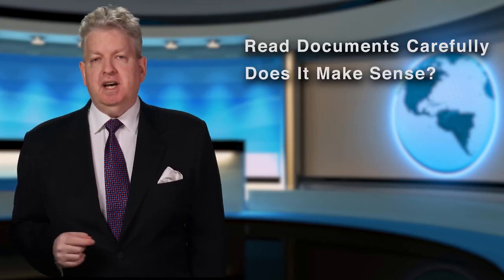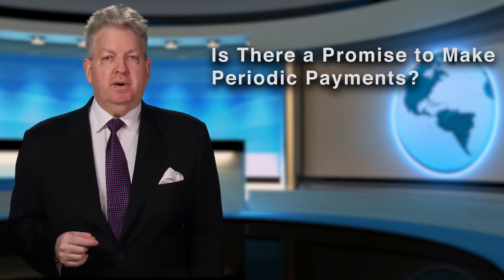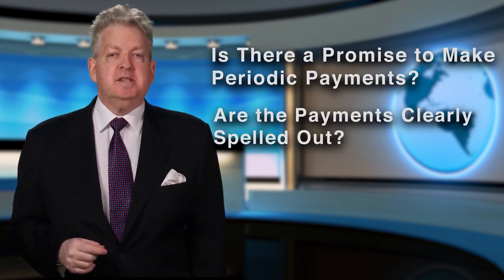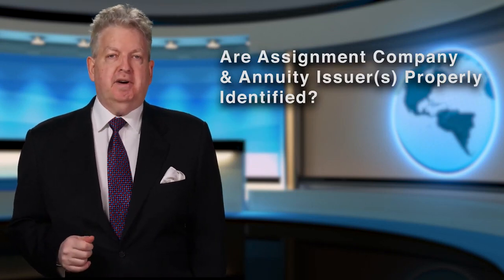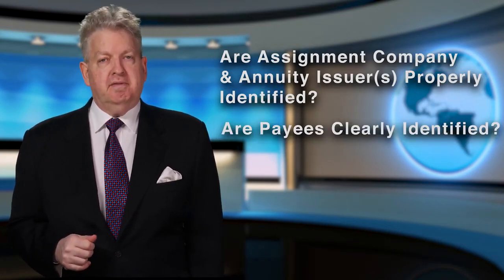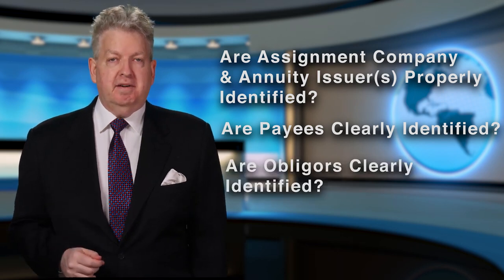It's so important that you read the documentation to see if it makes sense. Is there a promise to make future periodic payments? Are the periodic payments clearly spelt out in the document? Are assignment companies and annuity issuers properly identified? Are payees clearly identified? Are the obligors clearly identified?